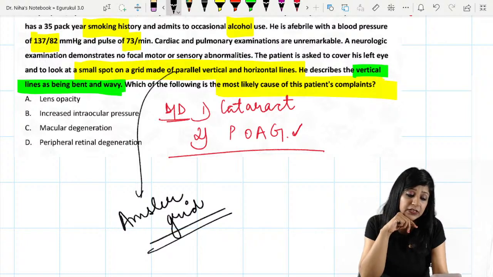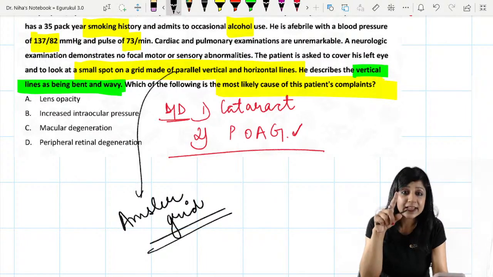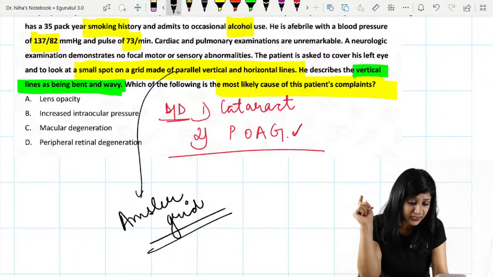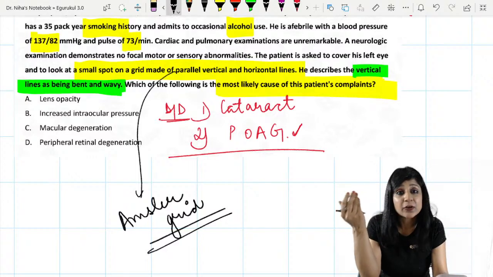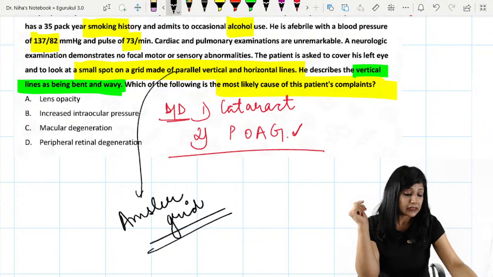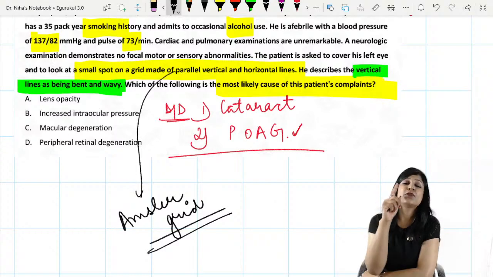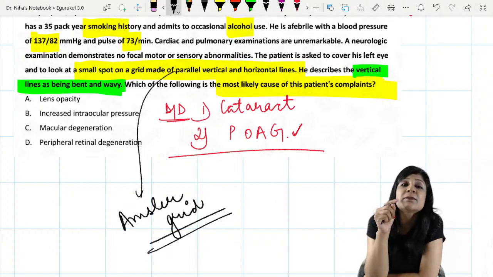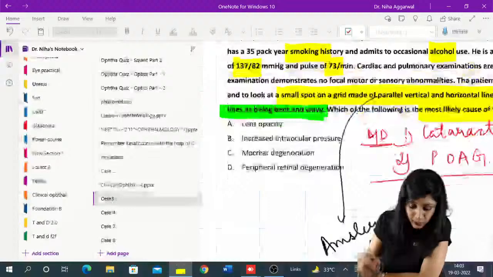Yes, very good, Monica. Maddox rod test is also a macular function test. Very good. Color vision is also there. Even visual acuity is also there. Yeah, so it's an Amsler grid test, and if you are getting bent and wavy lines, then what is the meaning of this? Let me show you one thing here.